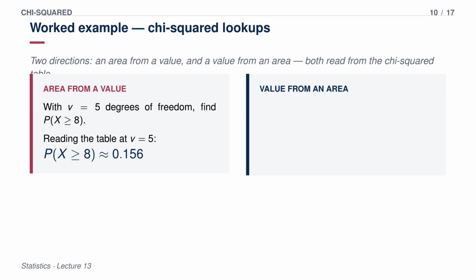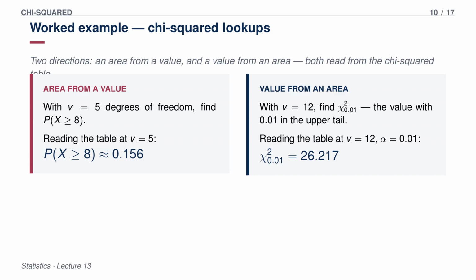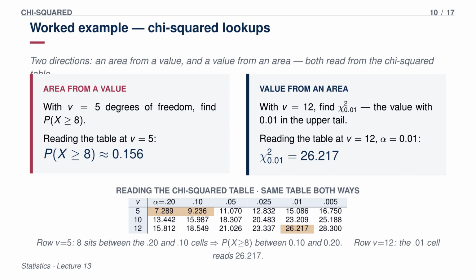Let's read it both directions. First direction, a value, find the area. With v equals 5 degrees of freedom, what's the probability x is at least 8? Reading the table at v equals 5, that comes out to about 0.156. Other direction, an area, find the value. With v equals 12, find chi-squared 0.01, the value with 1% in the upper tail. Reading the table at v equals 12, alpha 0.01, it's 26.217.